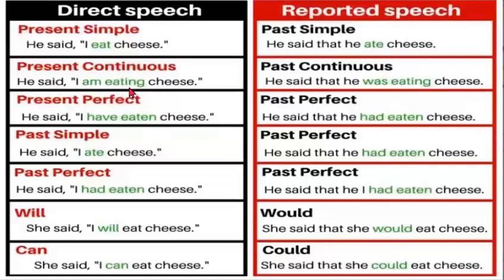He said, I'm eating cheese. He said that he was eating cheese. Present perfect, change it into past perfect. I have eaten cheese. He said that he had eaten cheese.